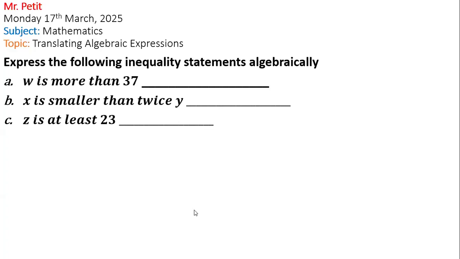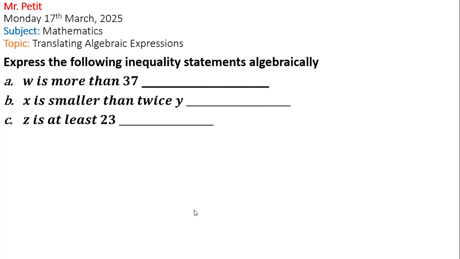All right, go ahead, Cleveland. Read it again for me, please. Express the following inequality statements algebraically. A, W is more than 37. B, X is smaller than twice Y. C, Z is at least 23. Very good. All right, so let's go ahead and answer these questions.